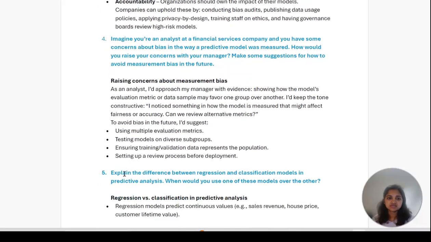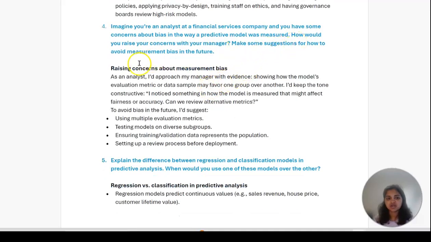Next question. Imagine you are an analyst at a financial services company and you have some concerns about bias in the way a predictive model was measured. How would you raise your concerns with your manager? Make some suggestions for how to avoid measurement bias in the future.